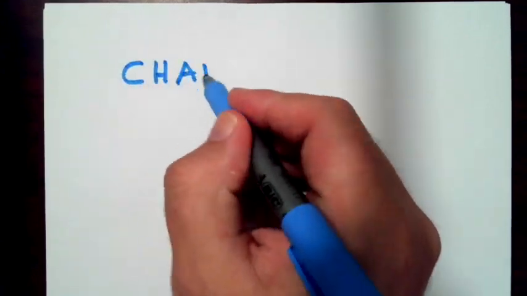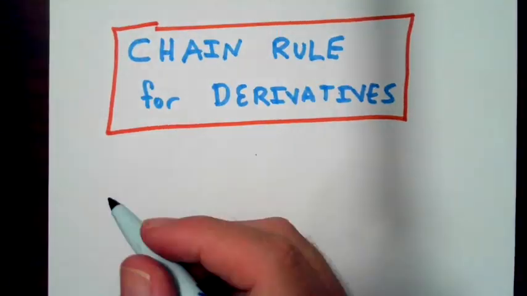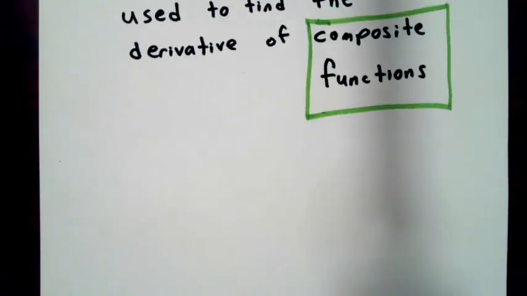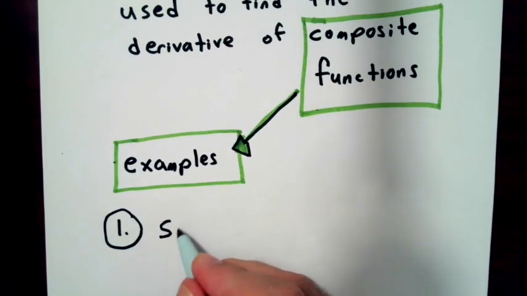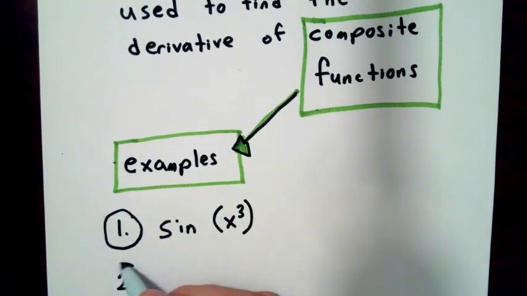Let's discuss the chain rule for derivatives. The chain rule is used when we need to find the derivative of a composite function. Some examples of composite functions are things like f of x equals sine of x cubed or g of x equals e raised to the power of 2x. These are functions that have an inner function and an outer function.